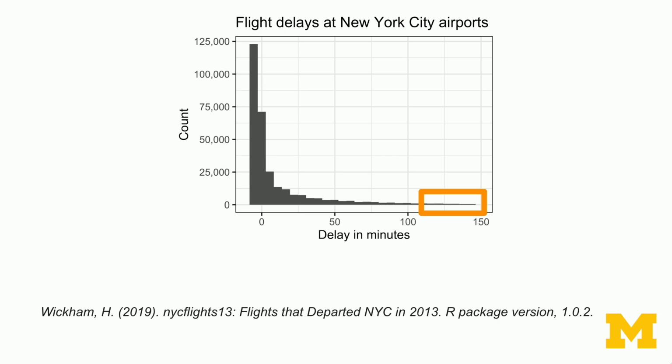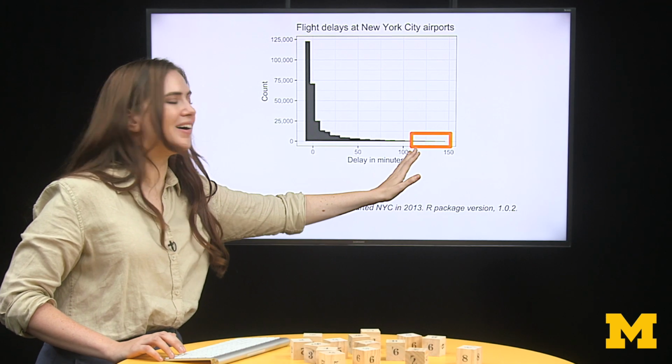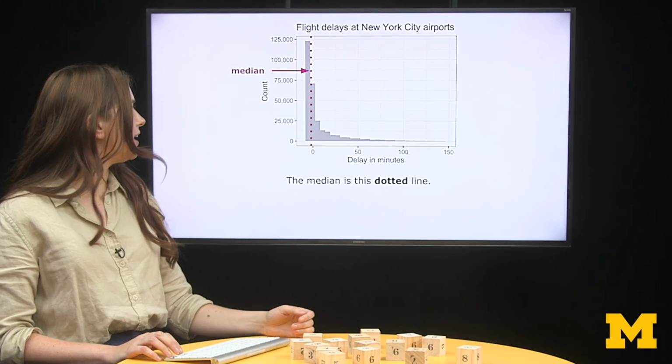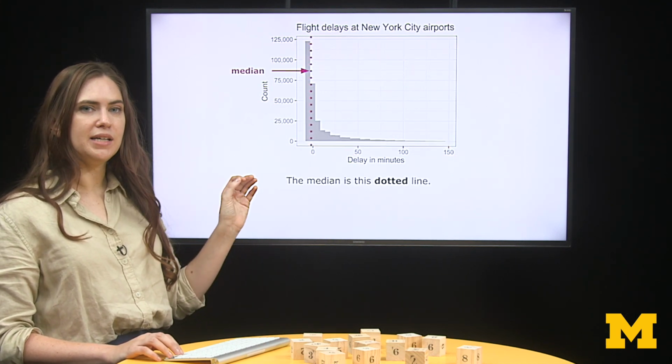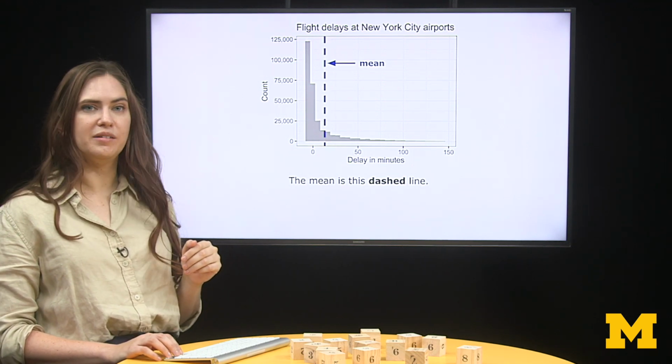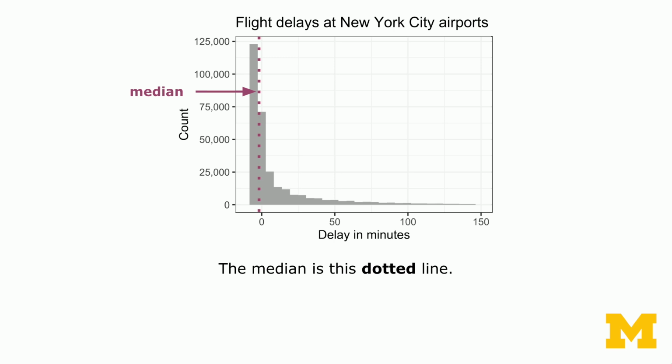It's rare for a flight to be delayed more than 2 hours, which is about 120 minutes, but it does happen. So I've plotted the mean and the median here. First, the median, and here, the mean. The median is close to the peak, around 0 minutes. 50% of flights had a delay that was less than or equal to 0 minutes, and 50% had a delay that was more than or equal to 0 minutes.